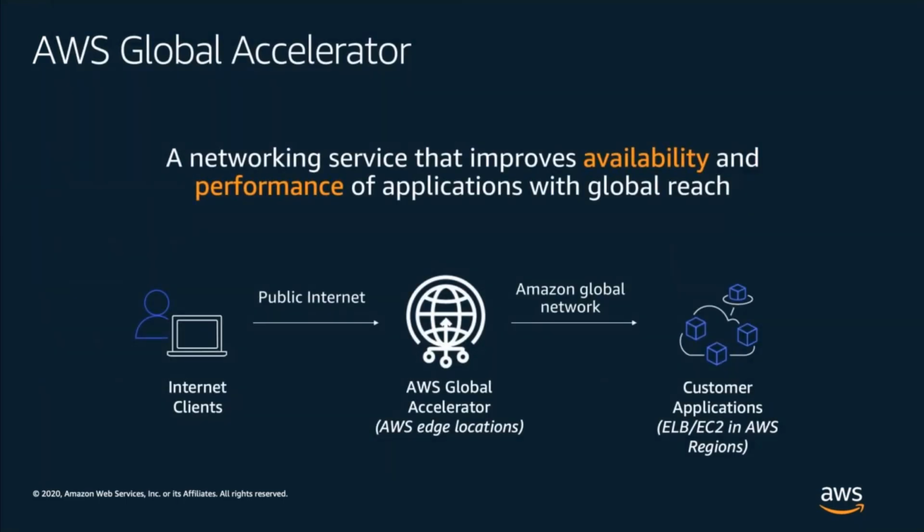Let's dive right in. Global Accelerator is a networking service, part of the family of networking and edge services here at AWS. It aims at improving the availability and performance of your applications, especially those with a global reach, where you have a user base that is global or spread across multiple geographies. It very simply sits between clients on the internet, and this could be devices, users on the internet in general, and your applications running on AWS.